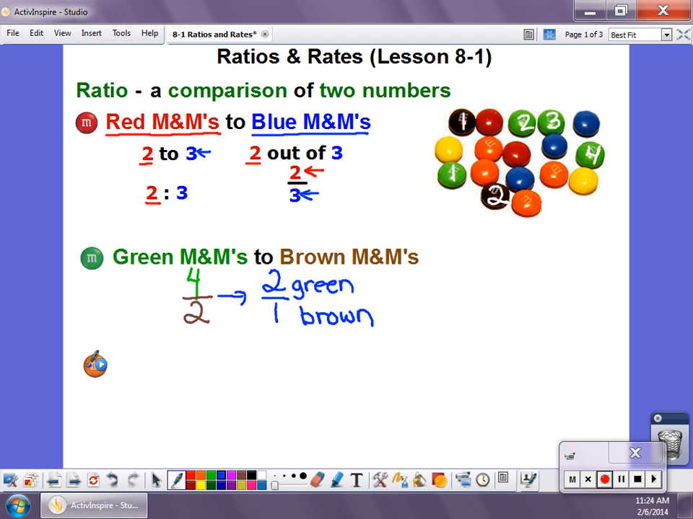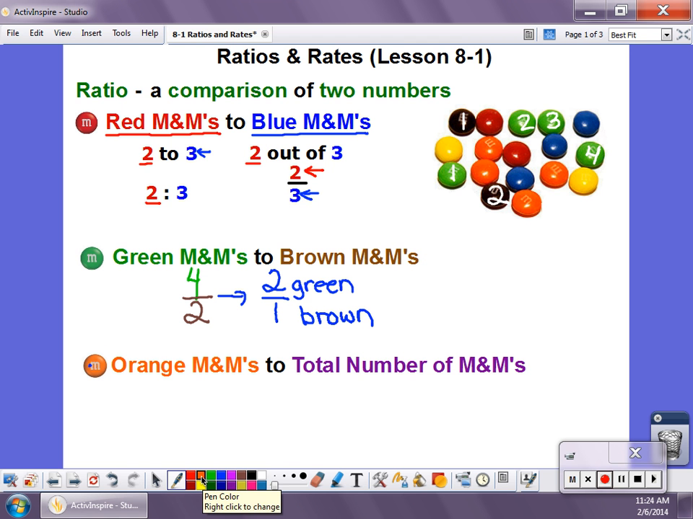Okay? And last but not least, let's compare orange to total. Well, if I look here, let's clean this up. I can see that I have 4 orange M&Ms, and we need our total number of M&Ms here. So 1, 2, 3, 4, 5, 6, 7, 8, 9, 10, 11, 12, 13, 14, 15, 16, 17. So 4 orange compared to 17 total M&Ms.